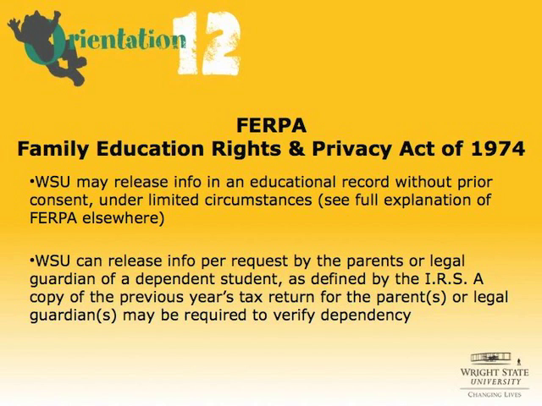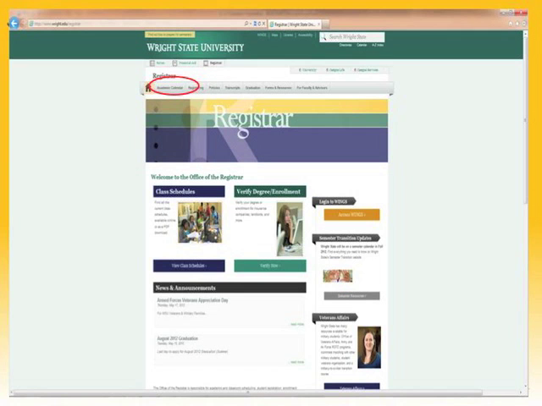Wright State can release information per request by the parents or legal guardians of a dependent student as defined by the Internal Revenue Service. A copy of the previous year's tax return for the parent or legal guardian may be required to verify dependency. The Office of the Registrar's website is www.wright.edu/registrar.